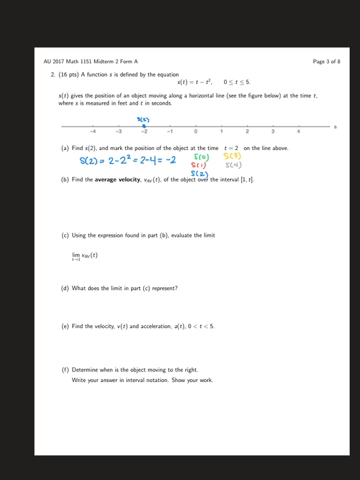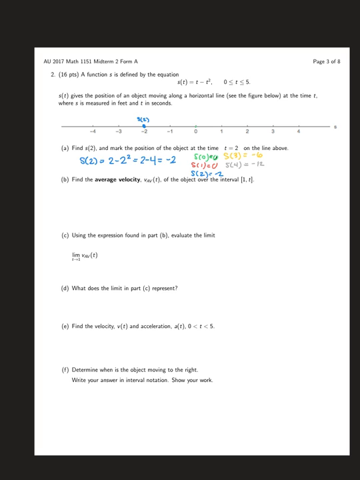I'm just going to plug them in my head instead of showing you the calculations. S of 0 is going to give us 0. S of 1 is going to give us 1 minus 1, which is 0. S of 2, we already decided, was negative 2. S of 3 is 3 minus 9, which is negative 6. And S of 4 is going to be 4 minus 16, which is negative 12.